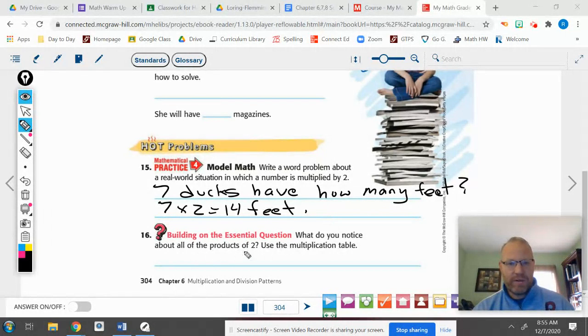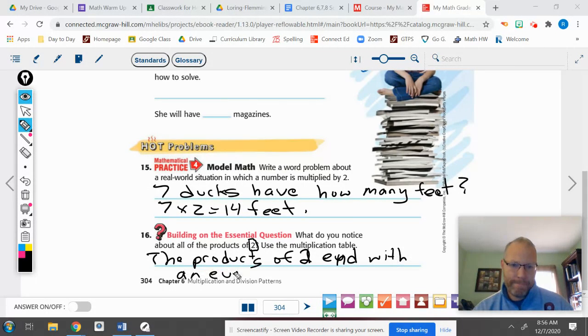What do you notice about all the products of 2? The products of 2 are even. The products of 2 are even. All right. So the products of 2 end with an even number.